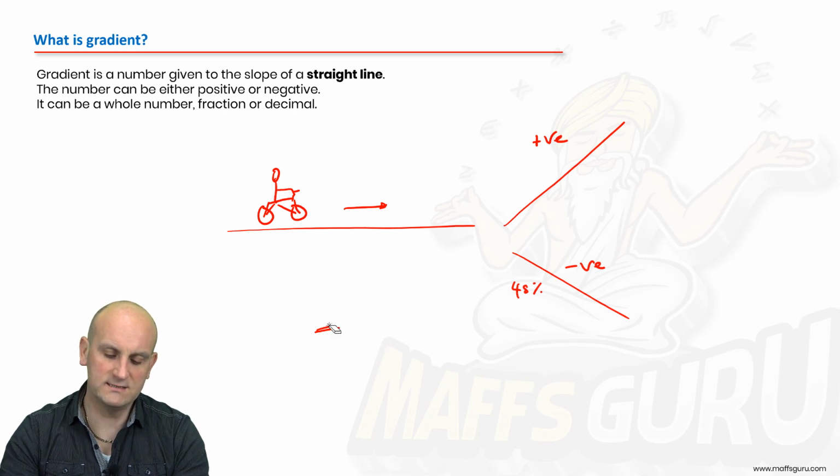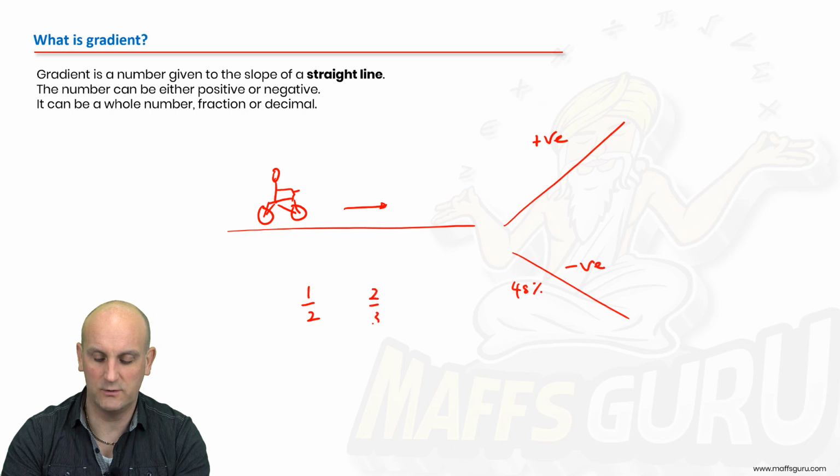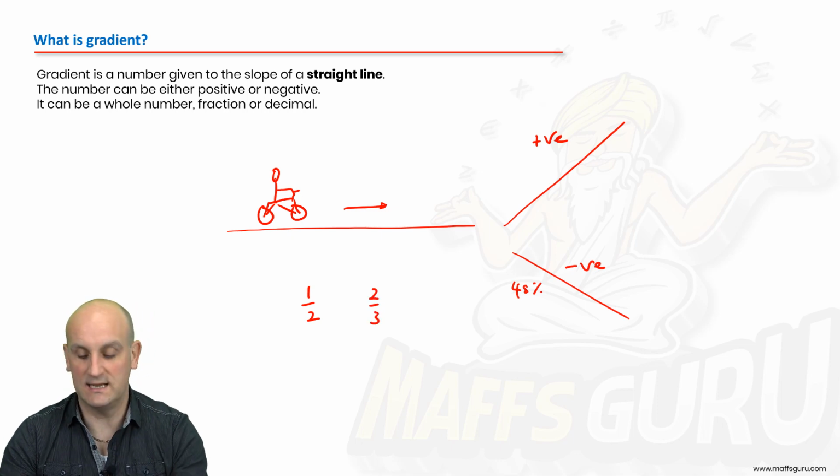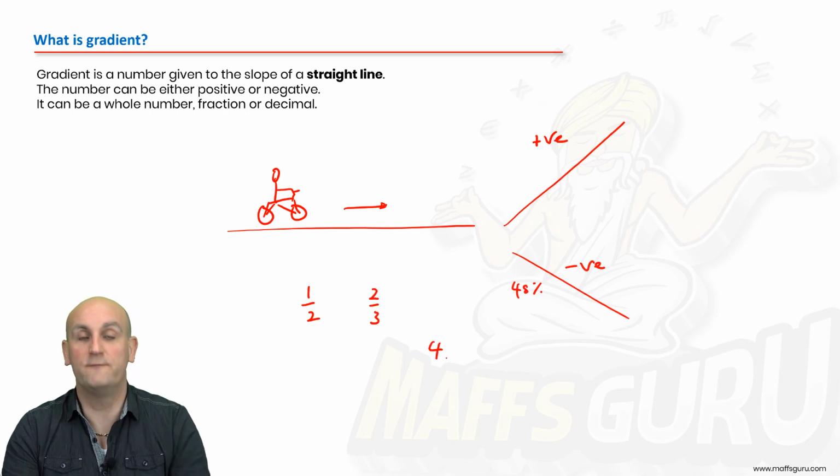But we can give gradients in terms of fractions. So we can say 1 on 2, we can say 2 on 3. We can even give gradients as whole numbers. So we could say the gradient of 4.